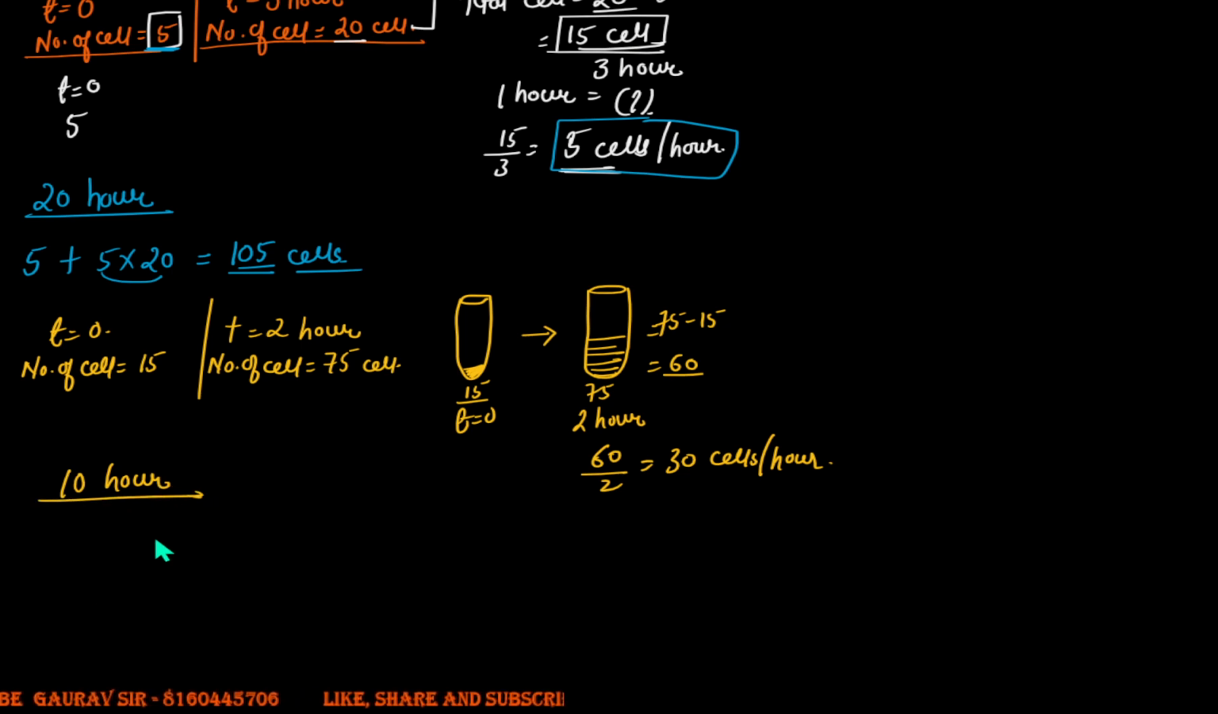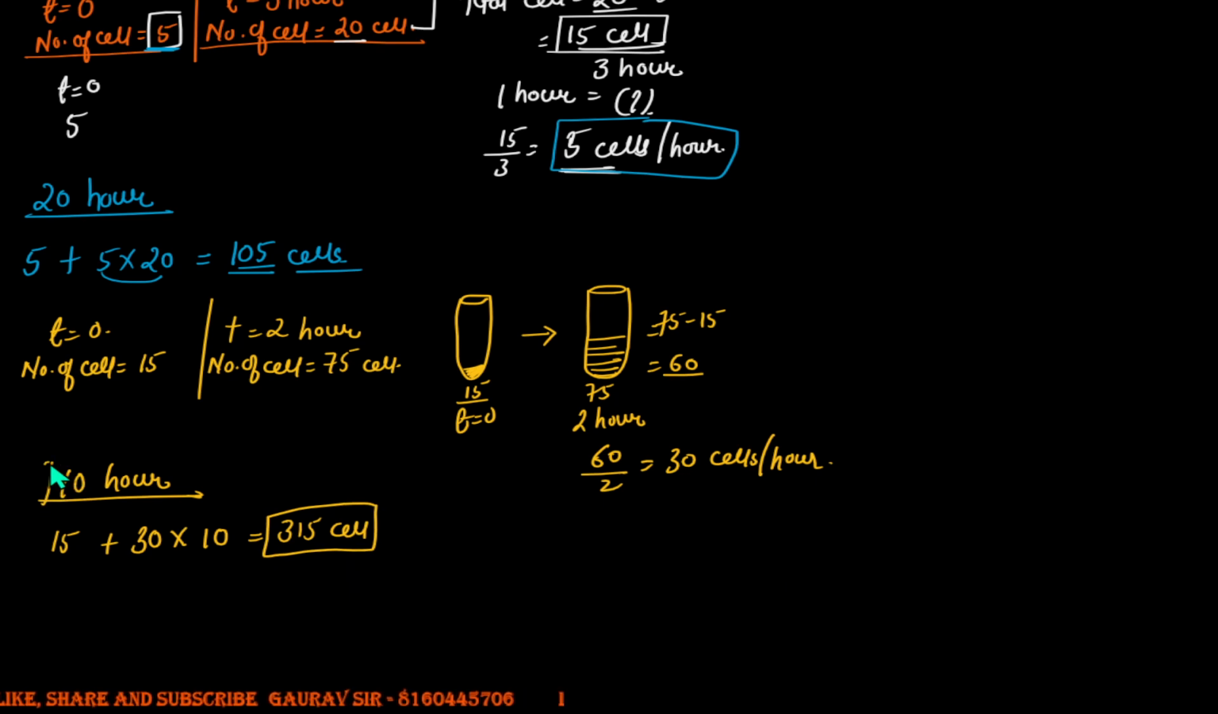Yes, we can do that. If we had 30 cells per hour, how many cells are we going to have after 10 hours? And initially in the medium, we had 15 cells. So we're going to do 30 times 10, it becomes 300, and then plus 15, 315 cells after 10 hours. Right. Now, this is the number of cells after 10 hours. This one is the number of cells after 20 hours.